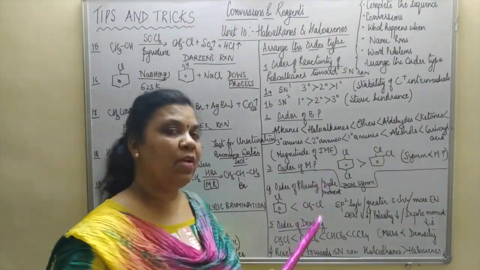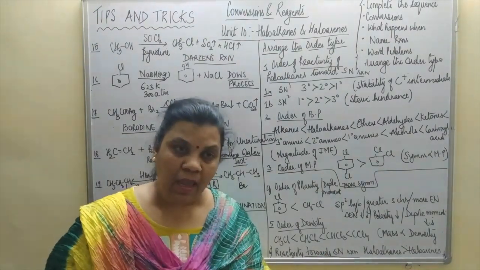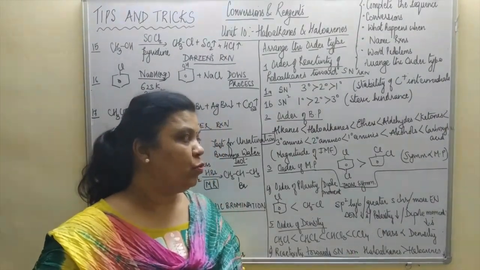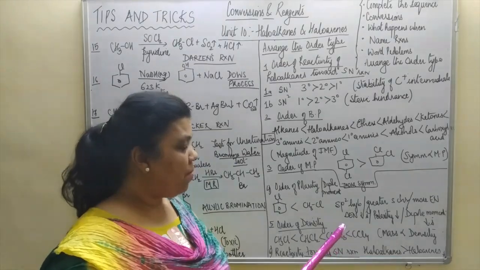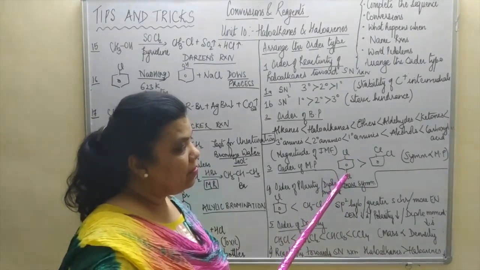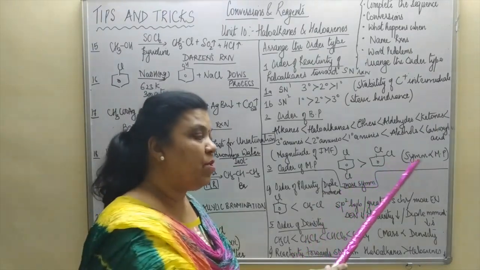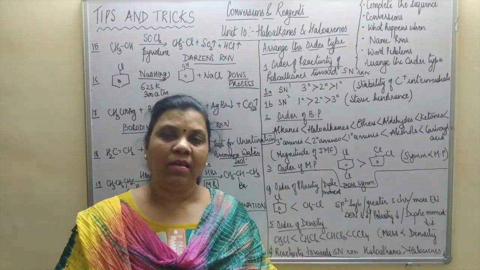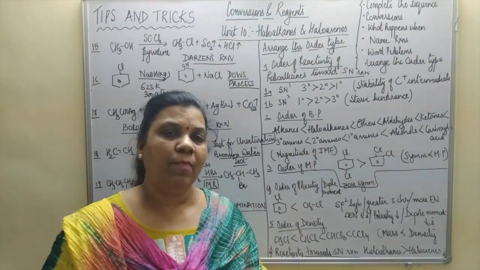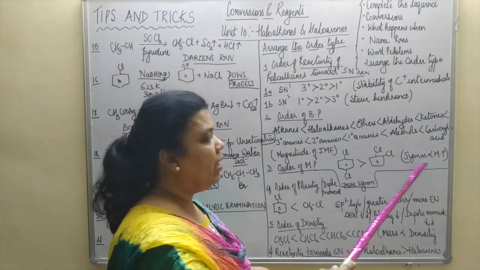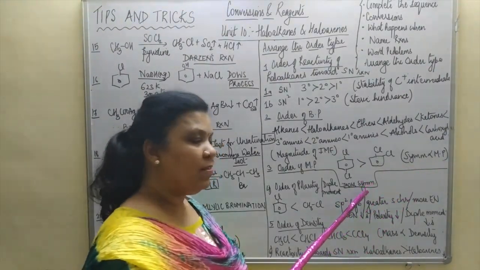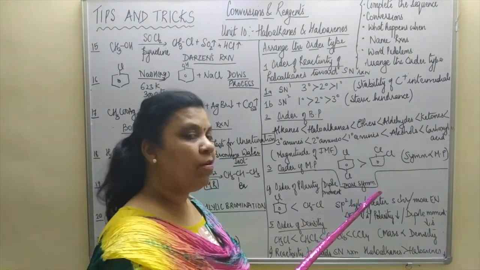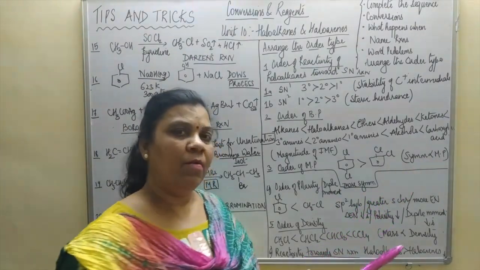Next is order of melting point. This also comes as a reasoning question for 1 mark: discuss why para-dichlorobenzene has higher melting point in comparison to ortho-dichlorobenzene. So remember that para-dichlorobenzene is more symmetrical, and greater the symmetry, more effective is the packing in the crystal lattice, greater are the intermolecular forces, and higher will be the melting point. So symmetry and melting point are directly proportional. Greater the symmetry, more effective is the packing. More effective the packing, greater is the IMF. Greater the IMF, higher are the melting points.